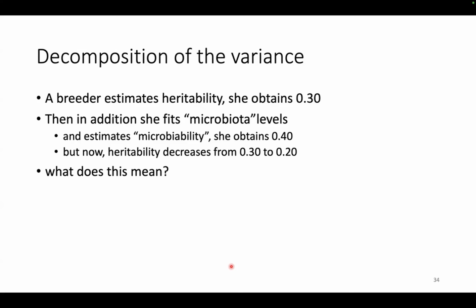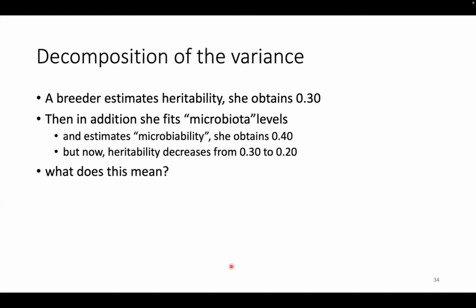So this led to something that we call the composition of the variance. That was very typical when people estimated microviability. You have a trait with heritability 0.30. Then people run this microviability analysis and get a microviability of 0.40. But then they realized that heritability decreased, and they said, oh, there is a 10% decrease. That is because part of the genetics went to microviability, but no one knew exactly how to quantify that.